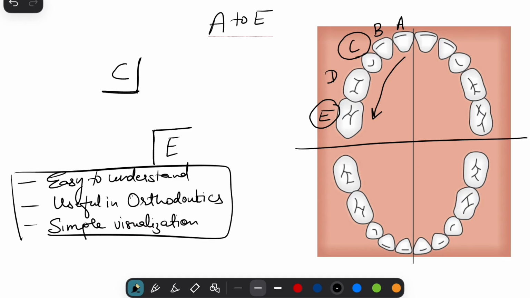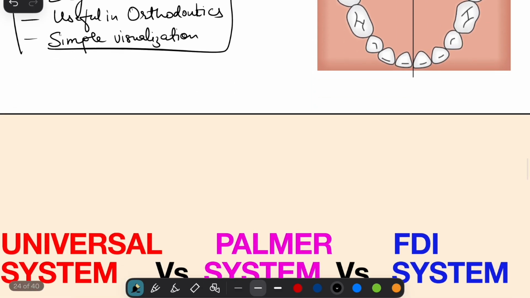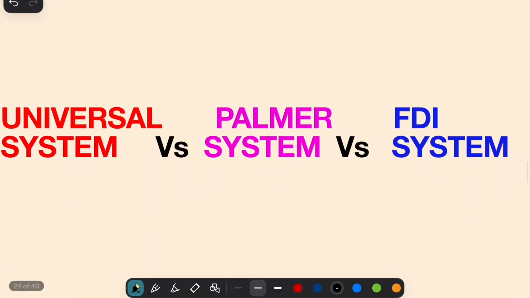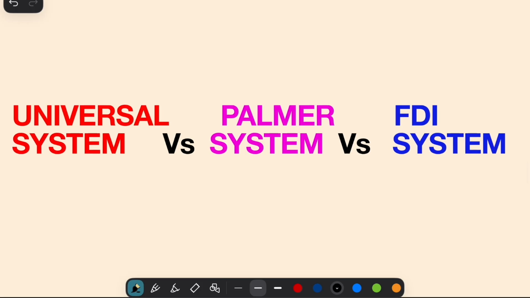We also do have the disadvantages. So it is difficult to record in computers. Then it is less commonly used because FDI system is easy to record in the computers, and so that one is used internationally. Now let's compare the universal system, the Palmer system, and the FDI system.